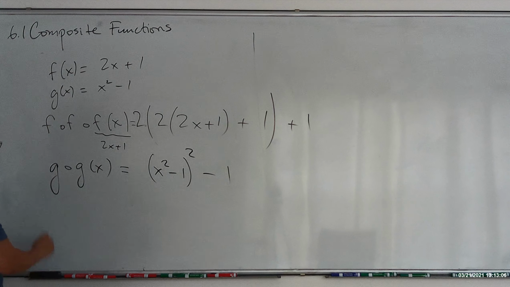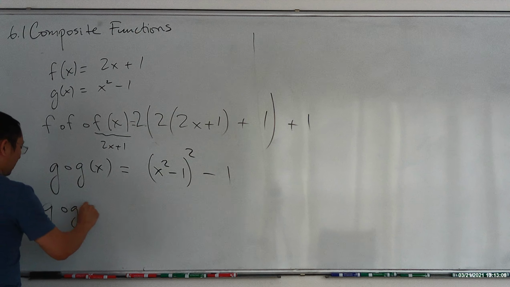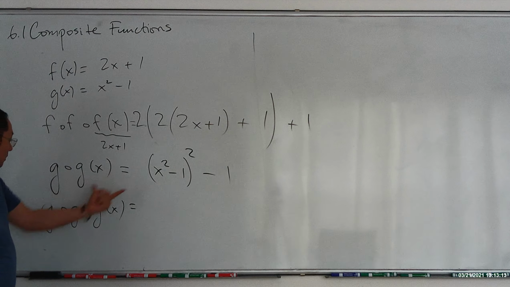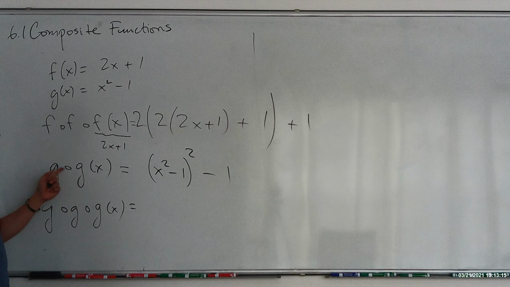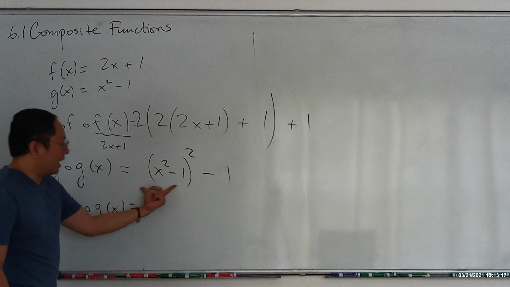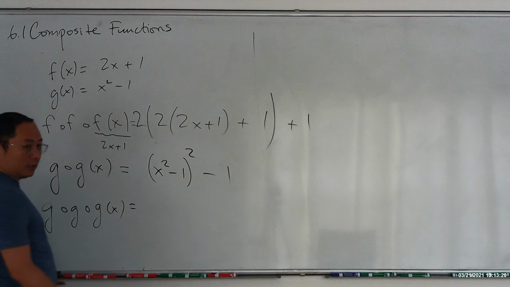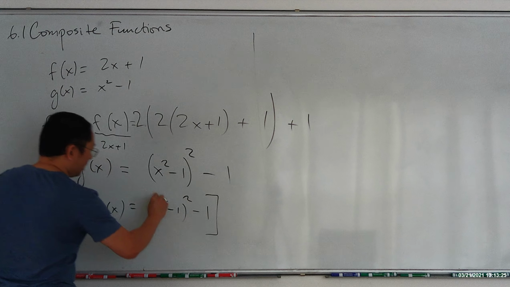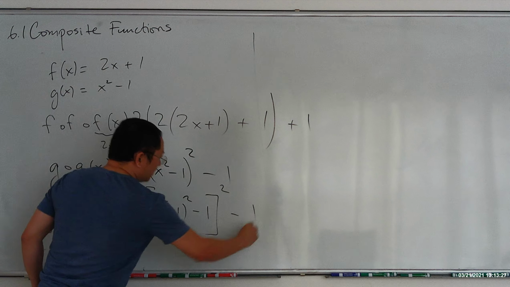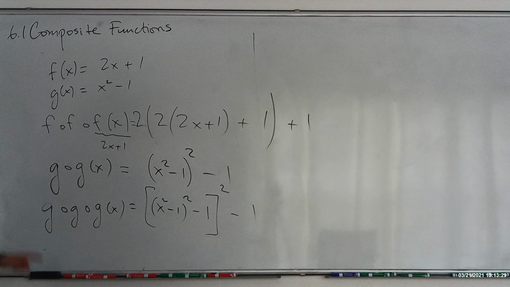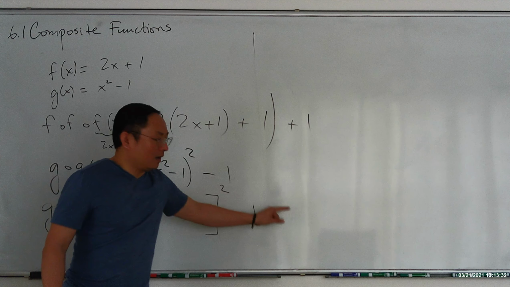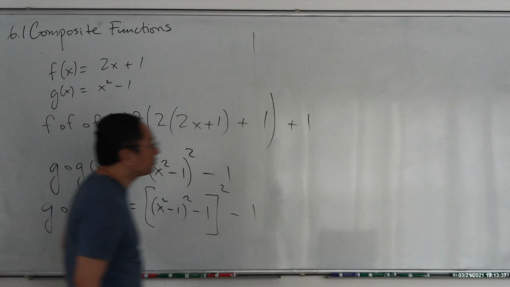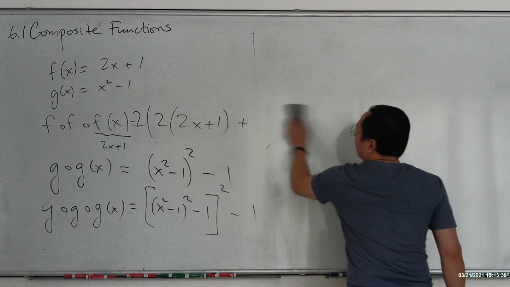Okay. What if I want to do g of g of g of x? So this is the input for the bigger function right here. Okay, g of g of x, this is it. And now I'm going to plug the whole thing into the function g. And what does that mean? x squared minus 1 squared minus 1. I'm going to use the whole thing as input, so square it up and then minus 1. You would put another g right here. You square everything up and then minus 1 again. Okay?